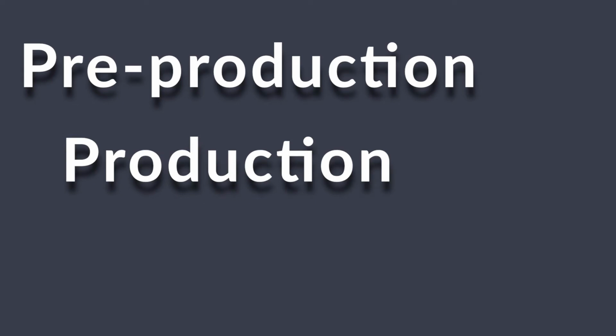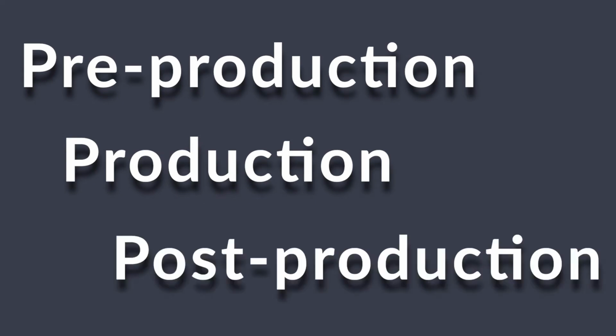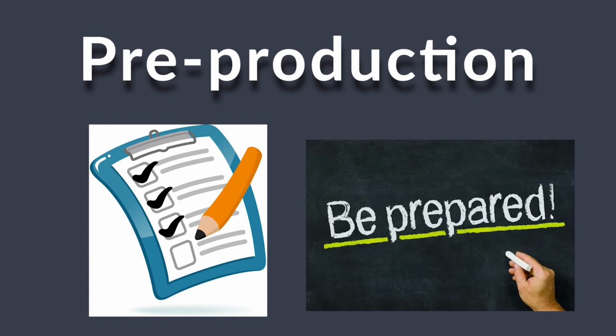So a couple more useful terms to know are pre-production, production, and post-production. This is essentially the whole process that filmmakers use to make a film. Pre-production is everything that needs to be done before you even pick up the camera. It's the planning and preparation stage.